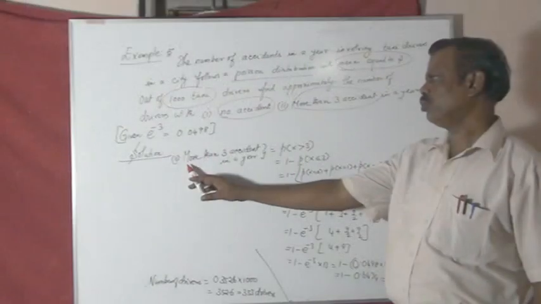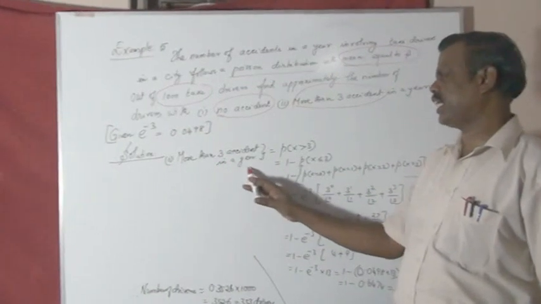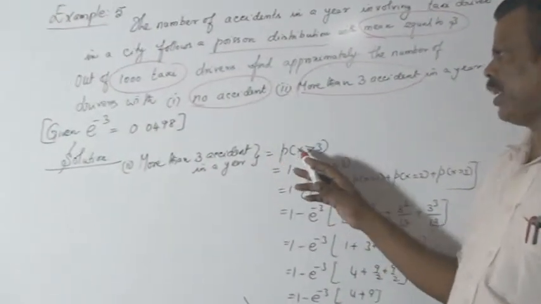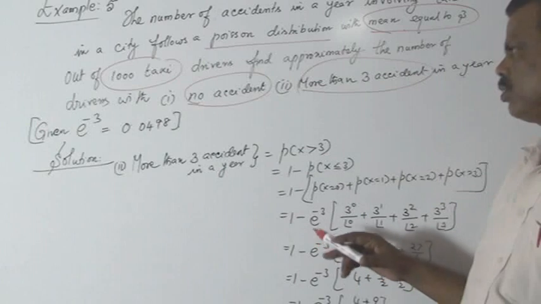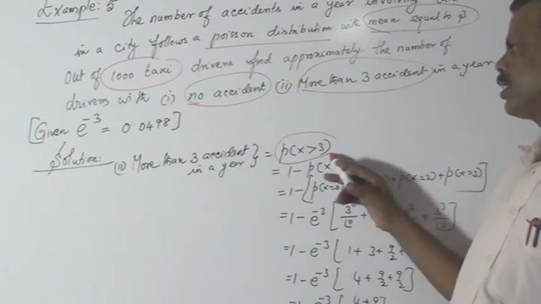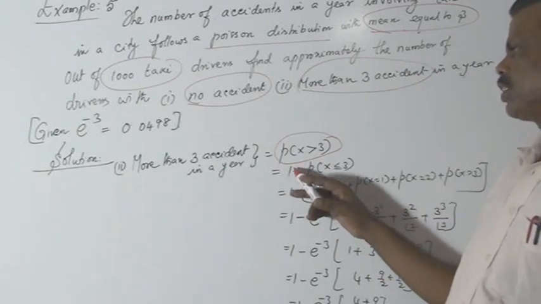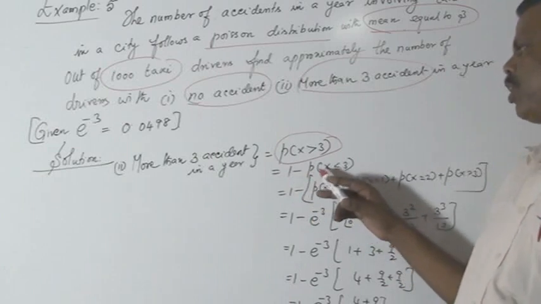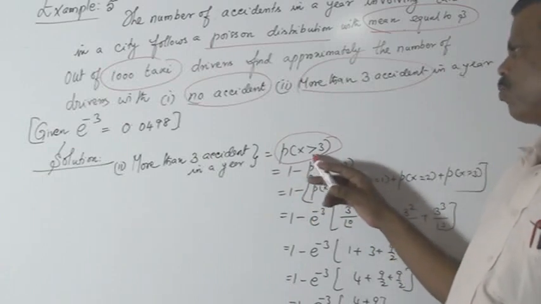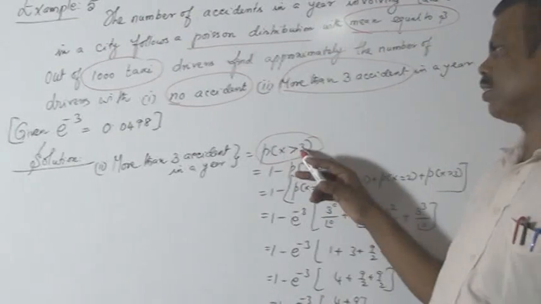So 50 taxi drivers without accidents. More than 3 accidents in a year. That is probability x greater than 3. So if you want to calculate probability x greater than 3, we can subtract 1 minus P of x less than or equal to 3. So this is the opposite of x greater than 3.